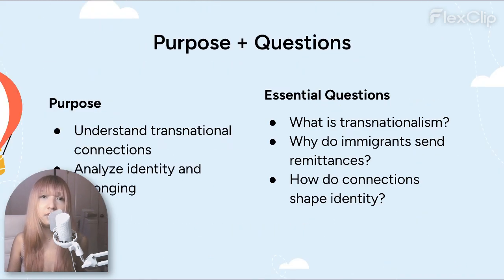Purpose plus questions. The goal of this lesson is to help students understand how immigrants maintain connections across countries and how those connections influence identity and belonging. In addition, this lesson develops skills such as critical thinking, perspective taking, and cultural awareness as students analyze real life scenarios and consider multiple different perspectives. These ideas are explored through questions about transnationalism, remittances, and identity, which includes why do immigrants send remittances and how do connections shape identity.